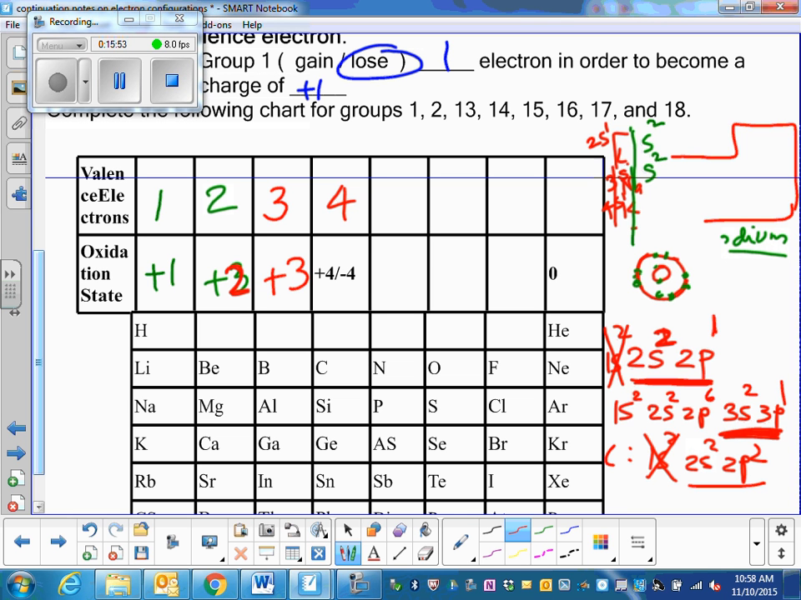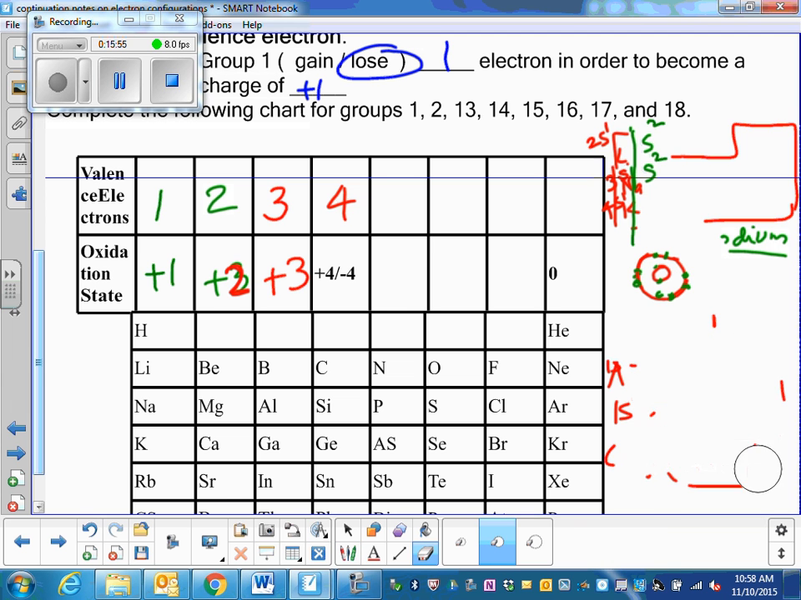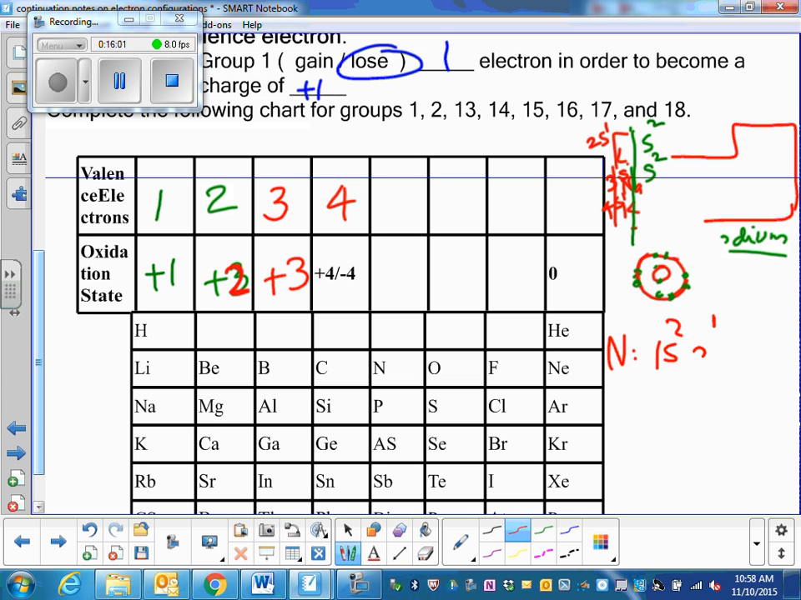If you write nitrogen's electron configuration, let me erase this and go to nitrogen, alright? Nitrogen's electron configuration is 1s2, 2s2, 2p3. What is the number of valence electrons? 5. Is it easier to gain 3 or lose 5? Gain 3. So, though they have 5 valence electrons, it will gain 3, which means the charge becomes -3.